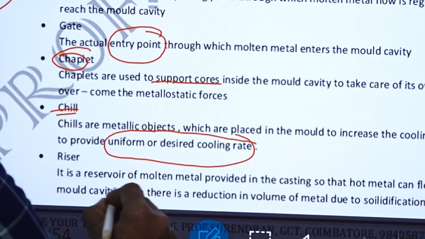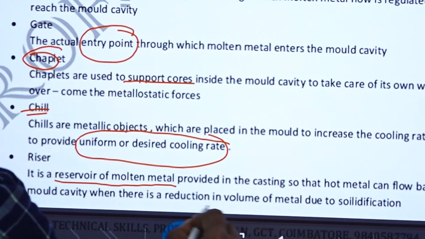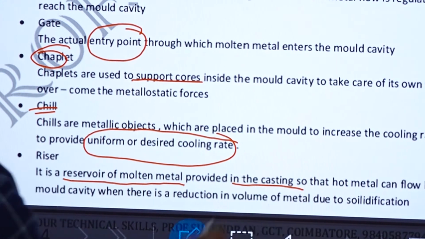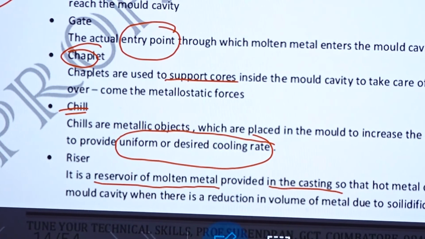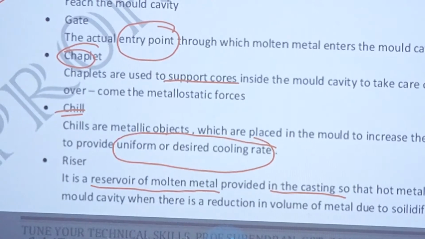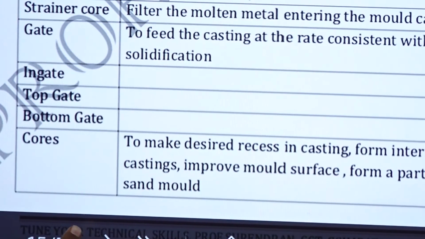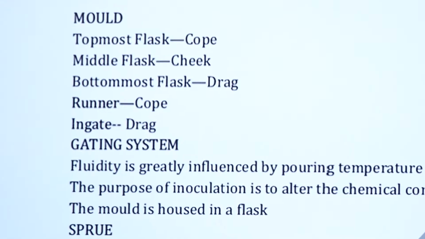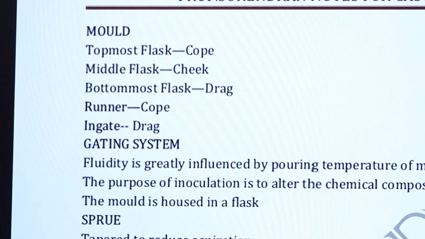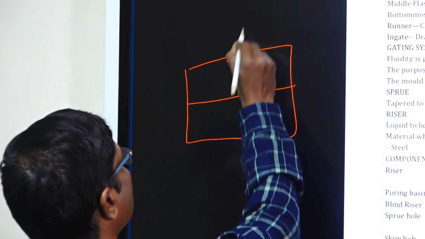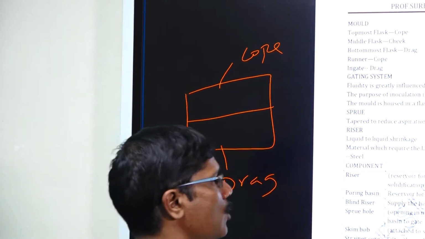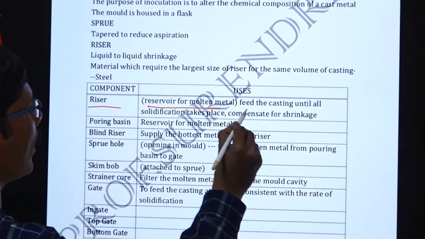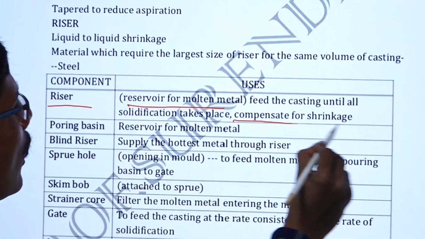Riser is used as a reservoir for molten metal during casting, so that when the metal shrinks, the compensation of the metal can be made by the riser. The top flask in the casting is called the cope, and the bottom flask is called the drag. So riser is used as a reservoir for molten metal to compensate for the shrinkage.